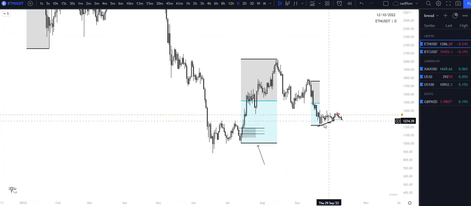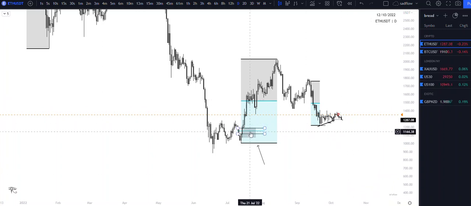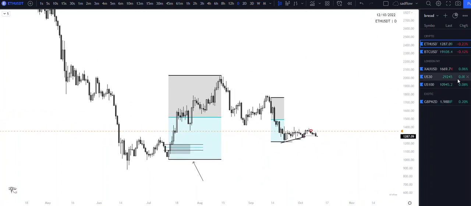We talked about this trend line liquidity as well. We saw a break of structure to the downside. We're looking for delivery into this 2-day fair value gap for Ethereum. It's going to help with the Bitcoin bias as well.